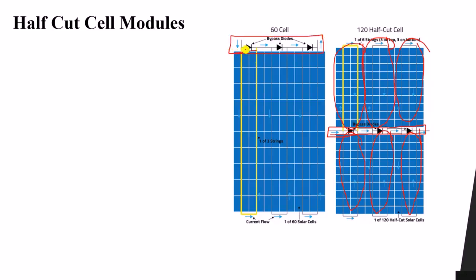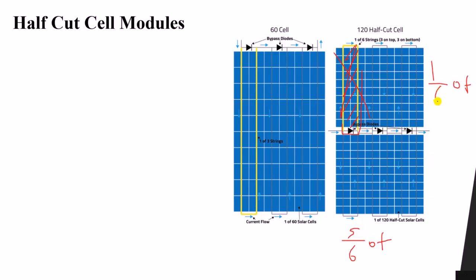Okay, so if one of these strings has a problem or a shading effect, we will lose 1/3 of the power. However, in the second case, if for example we have a shading effect here only on this part, what will happen? This bypass diode will cancel this part only. So we will still have 5/6 of our panels. Or to be more specific, we are losing 1/6 of our power.